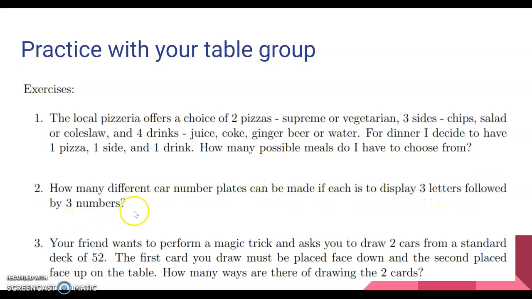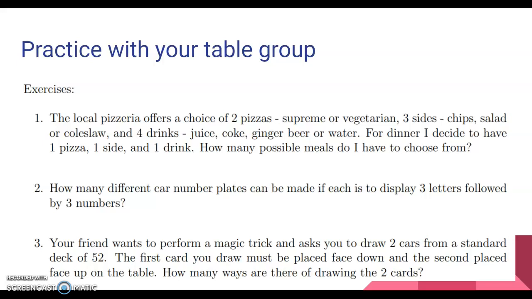How many different car number license plates can be made if each is to display 3 letters followed by 3 numbers? Well, we have 26 letters in our alphabet, and we have 10 numbers, 0 counts, and then 1 through 9. So that's 10 different numbers. So for the first letter, I have 26 options.